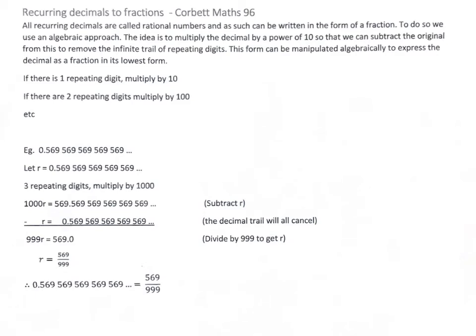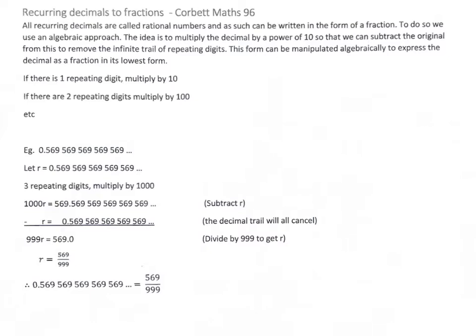Today we're going to look at recurring decimals and writing those as fractions. All recurring decimals are called rational numbers and can be written in the form of a fraction. The idea is to multiply the decimal by a power of 10, whether it's 10 or 100 or 1,000, so that you move the repeating part of the decimal along a few spaces, so that whenever you subtract it, the trail will cancel out.